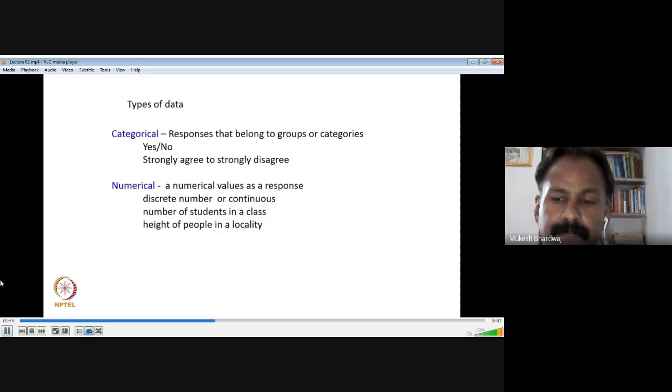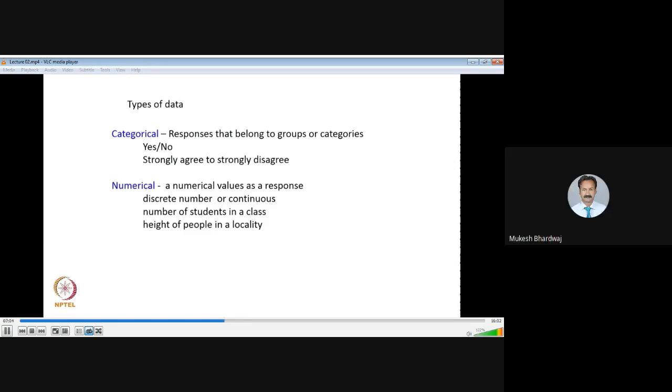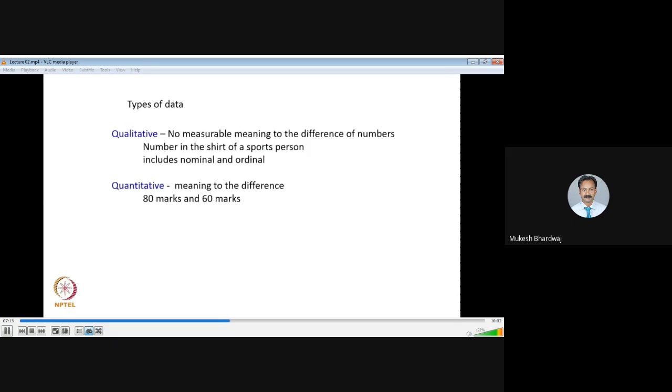Categorical data are responses that belong to groups or categories. They could sometimes be a yes or no type of thing. They could be something like strongly agree to strongly disagree and so on. Numerical data uses a numerical value as a response. So it could be a discrete number or a continuous number. Example: number of students in a class, height of people in a locality, and so on. So the first classification is categorical data and numerical data.